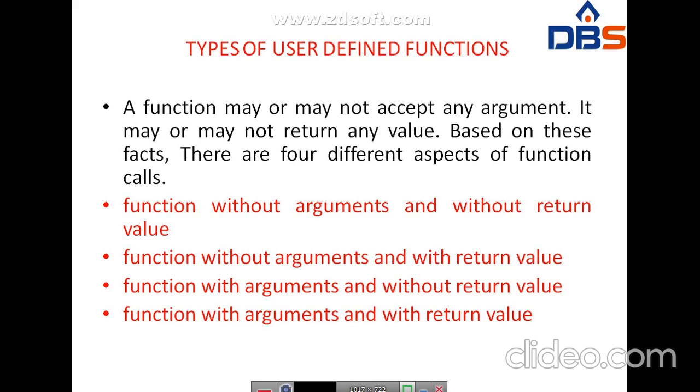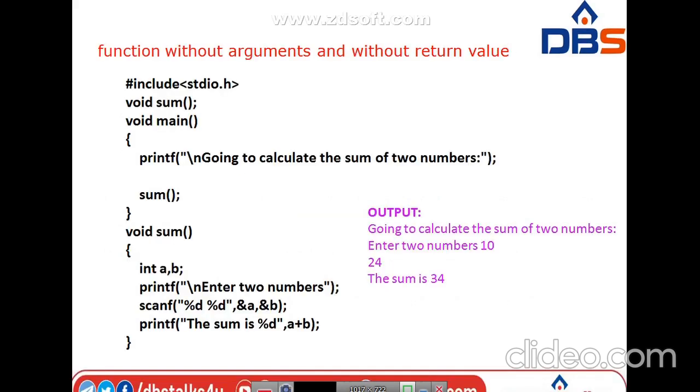Based on these characteristics, we divide user-defined functions into four types: function without arguments and without return value, the second category is function without arguments and with return value, the third is function with arguments and without return value, and the fourth is function with arguments and with return value. We are going to see one by one how it works.